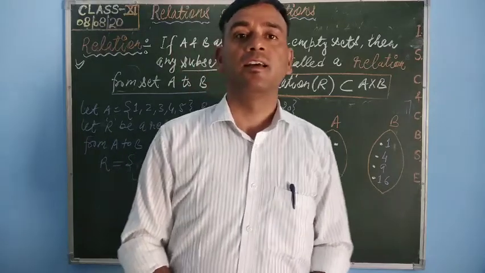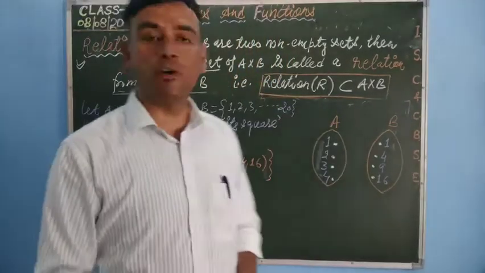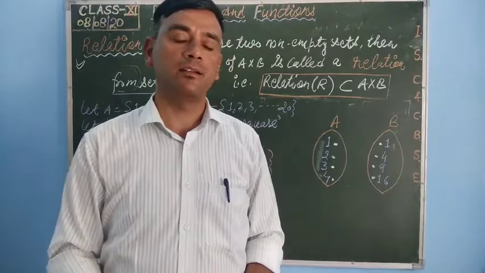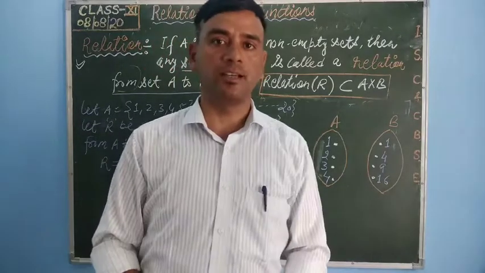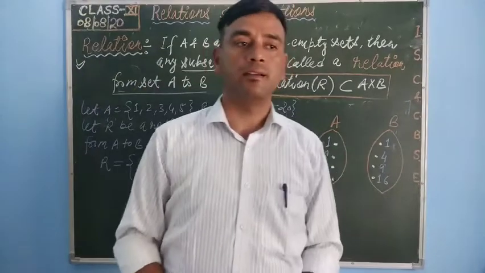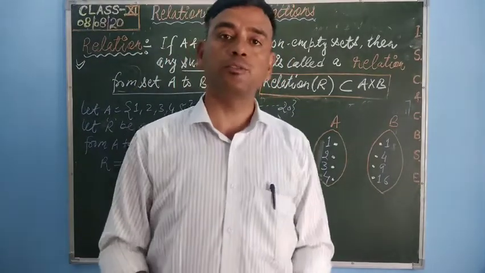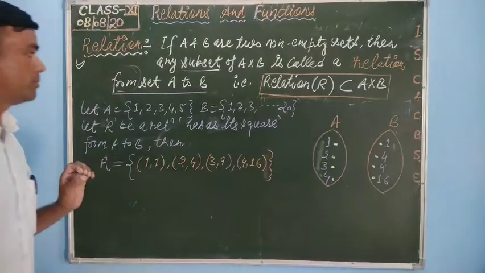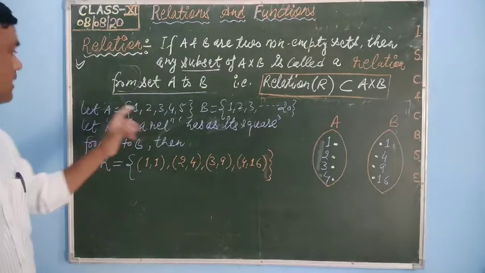Okay students, now we will discuss the forms of any relation defined on a set. There are three forms of any relation to be shown here. First is roster form. See students, suppose we take an example here.